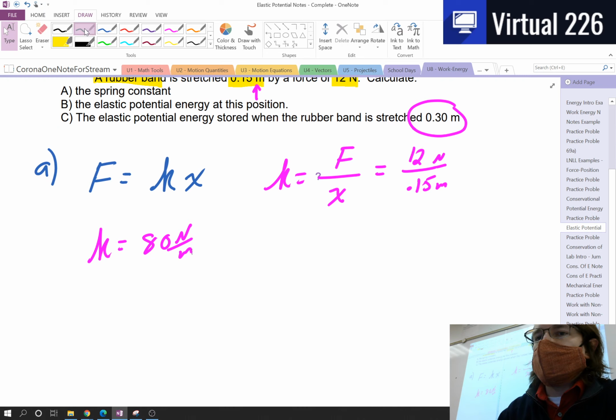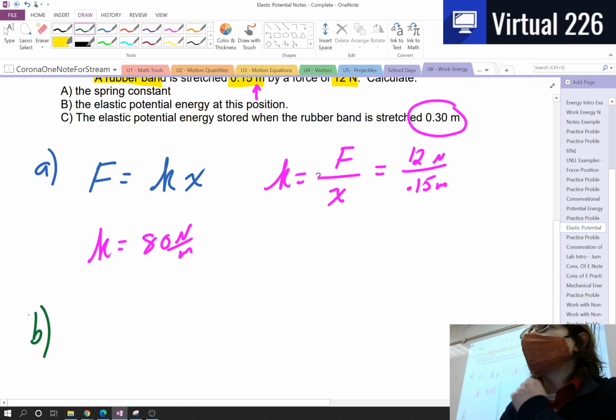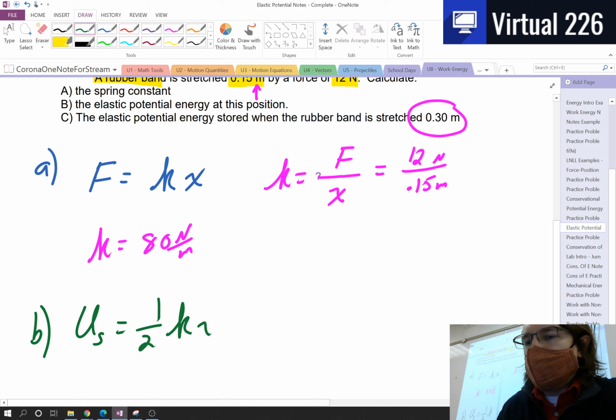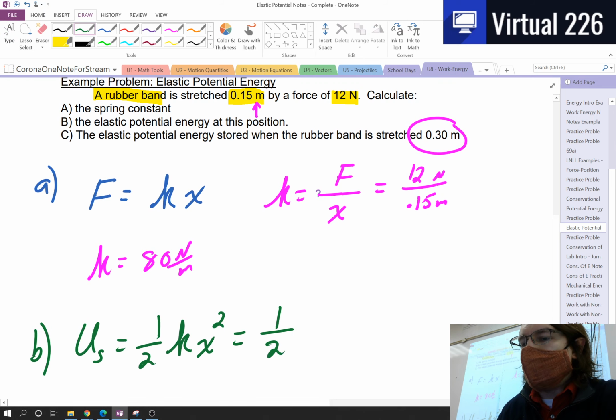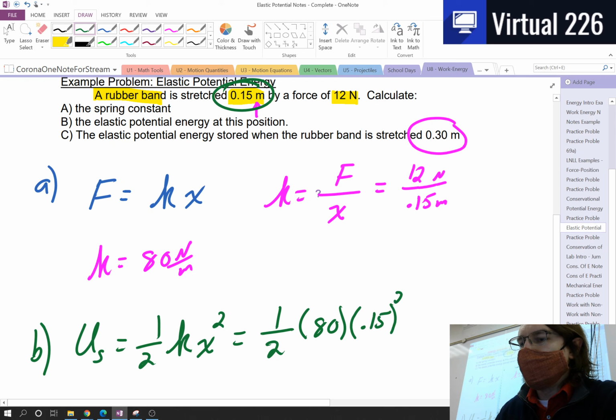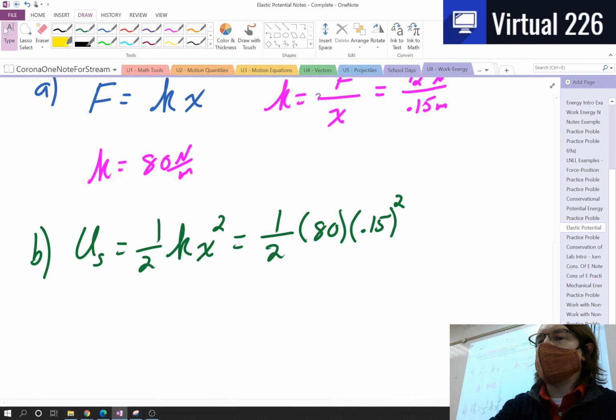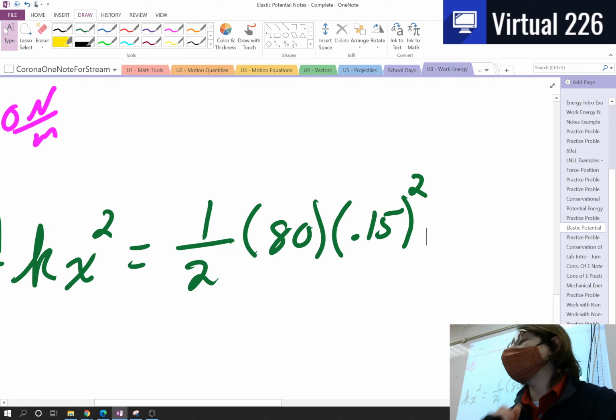Now that we have this spring constant, we can find our elastic potential energies. We know the equation for this is going to be 1/2 kx squared. So if we take our values and plug them in here, we're going to have 1/2 multiplied by 80 multiplied by x, which for part B is 0.15 squared. Please be aware that only the 0.15 is being squared.